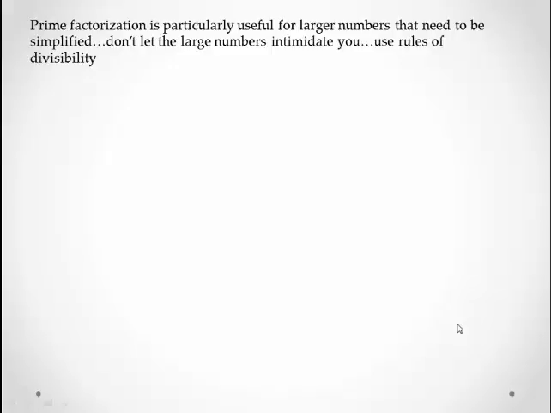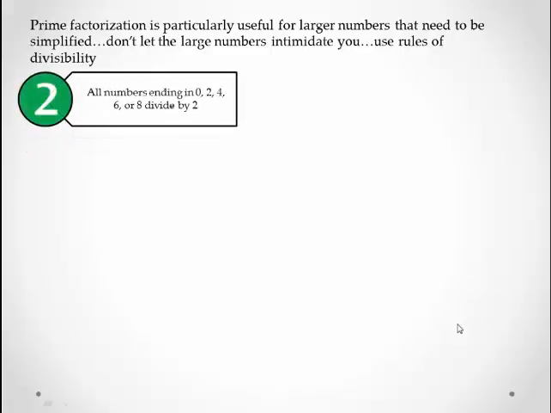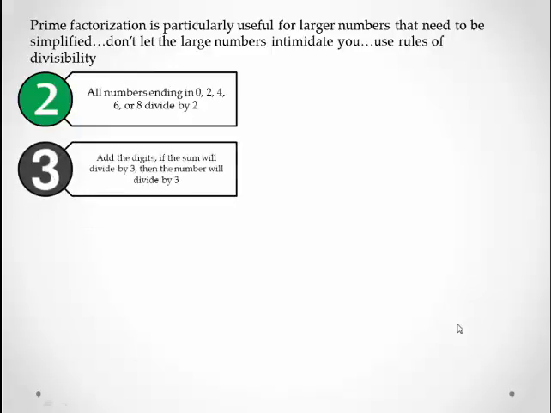And I'm not going to go over all the rules. I'm going to go over the rules for the smaller numbers. So first of all, 2. Any number ending in 0, 2, 4, 6, or 8 will divide evenly by 2. All even numbers divide by 2.